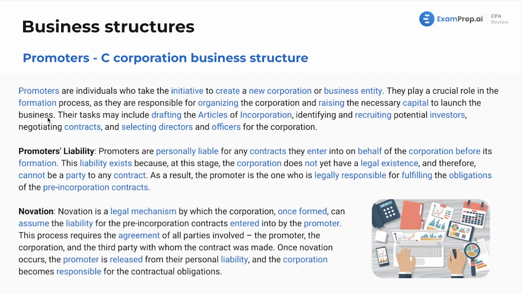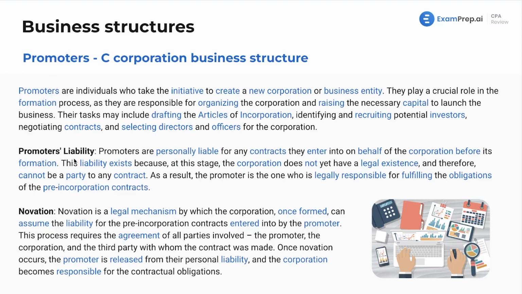They help deal with all the regulatory stuff. They deal with drafting the articles of incorporation. That's their business, right? Their business is to get other businesses set up and ready for, let's say, an IPO. Identifying and recruiting potential investors, that's also big, right? I mean, you need a lot of people to raise a lot of money. Negotiating contracts, selecting directors and officers for the corporation. So promoters, if you see that mentioned in the exam, now we know what they are.